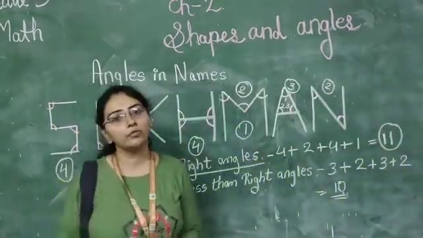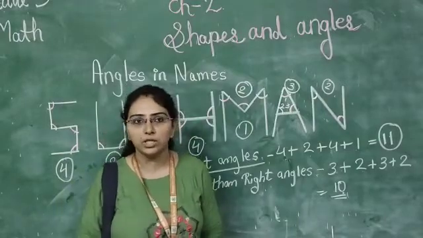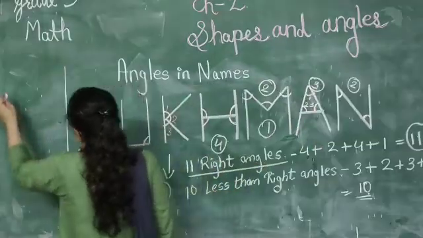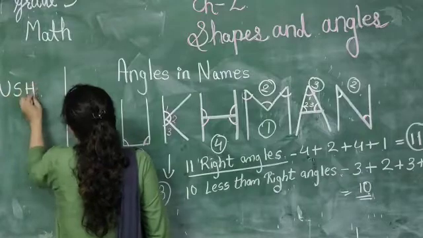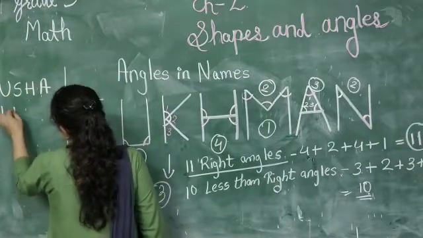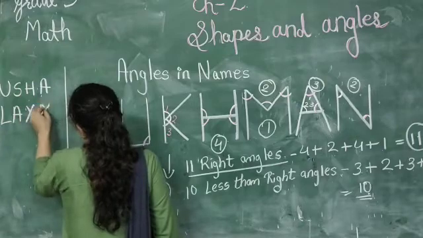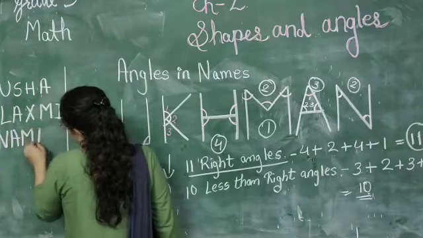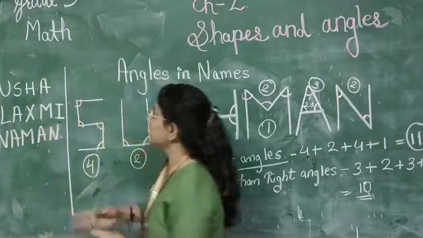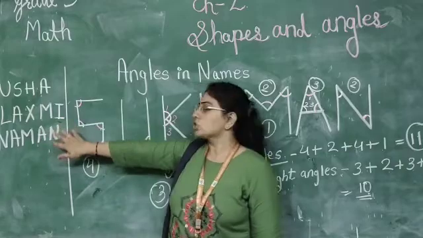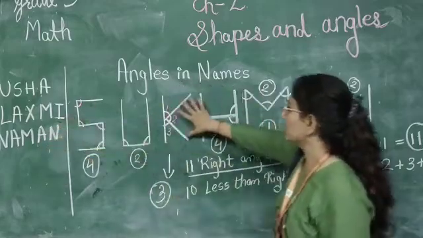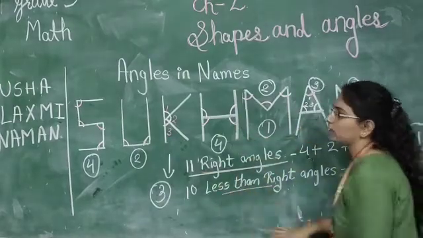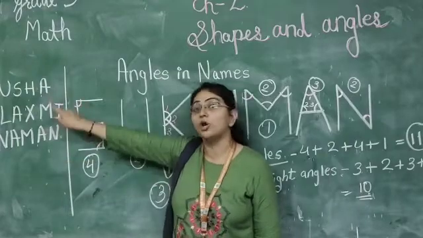Simultaneously, students, you have to do one of the exercises which is given in your textbook, and the names are Usha, Lakshmi and Naman. These 3 names are given in your workbook. So what you have to do is, for the names which I have given you, find the angles, right angle and less than a right angle, the way we have found them here. Simultaneously you have to do the exercise in your workbook.